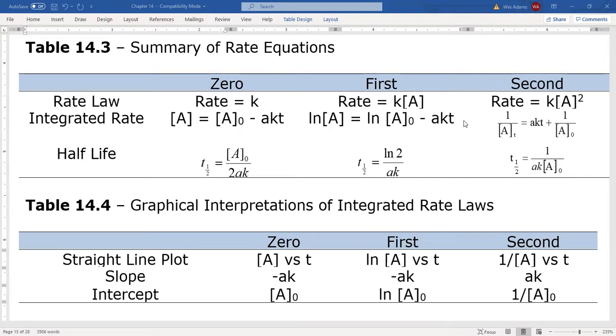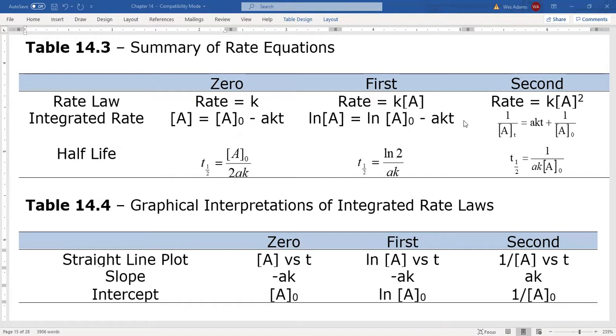Second, rate is equal to k[A] squared. And so we got 1 over A at time t equals aKt plus 1 over A0. And the second order half-life is 1 over ak[A0]. So you have formulas for each. I emphasize the first order rate law because that half-life ends up being the most relevant to us. Not that you can't have half-lives of other things, but half-life comes up a lot with the radioactive things.